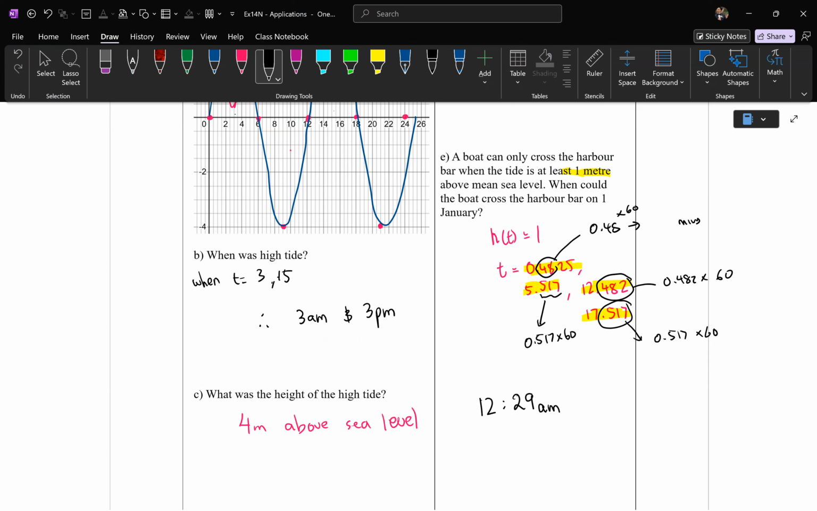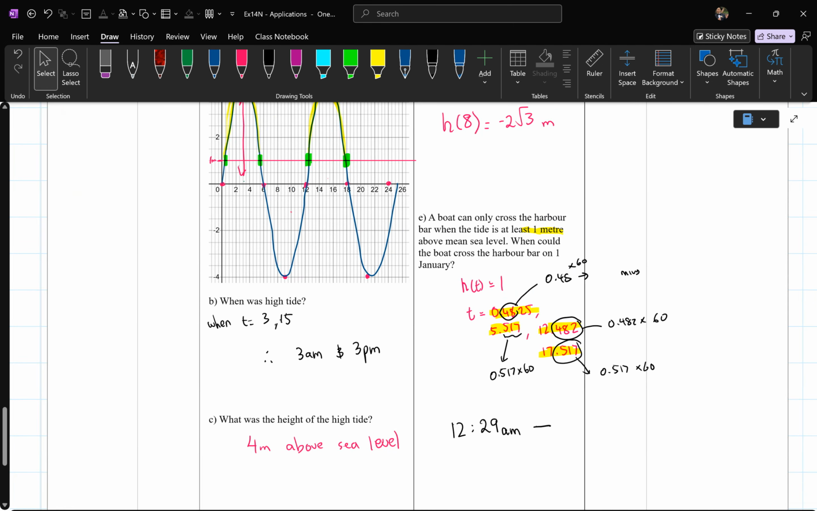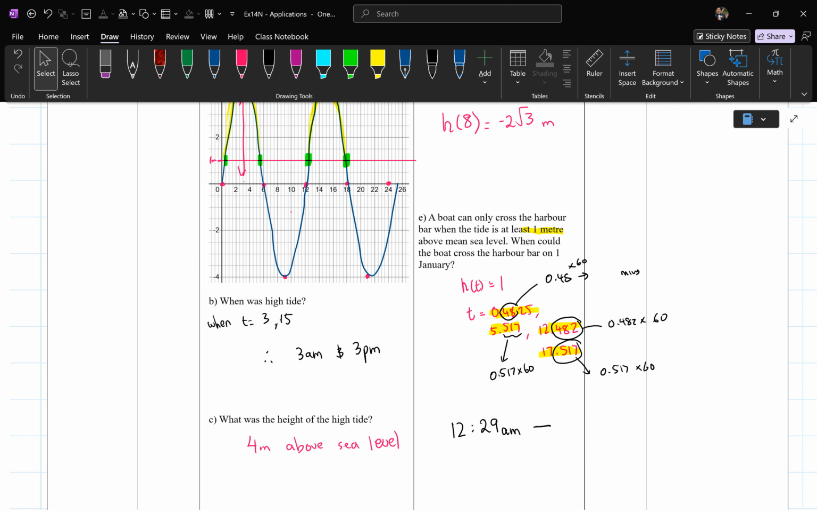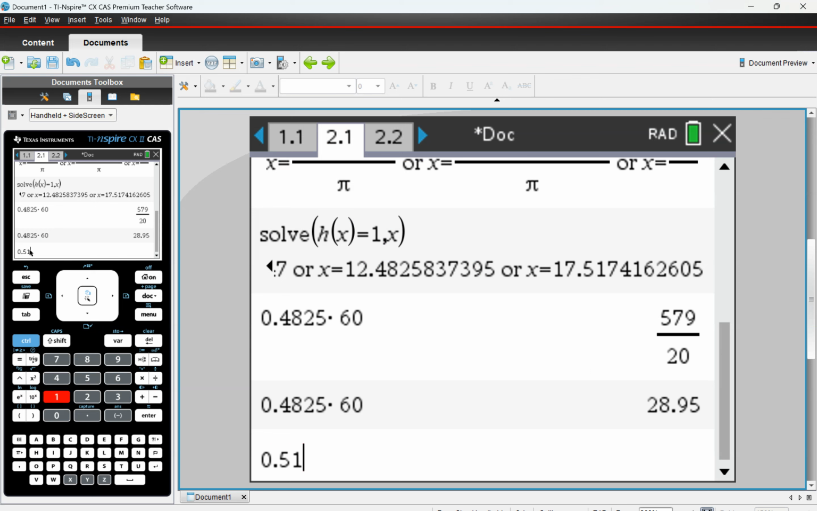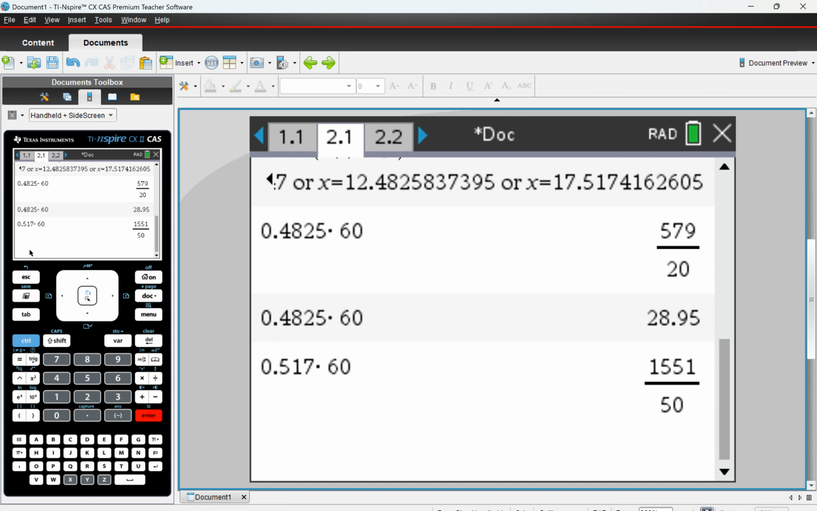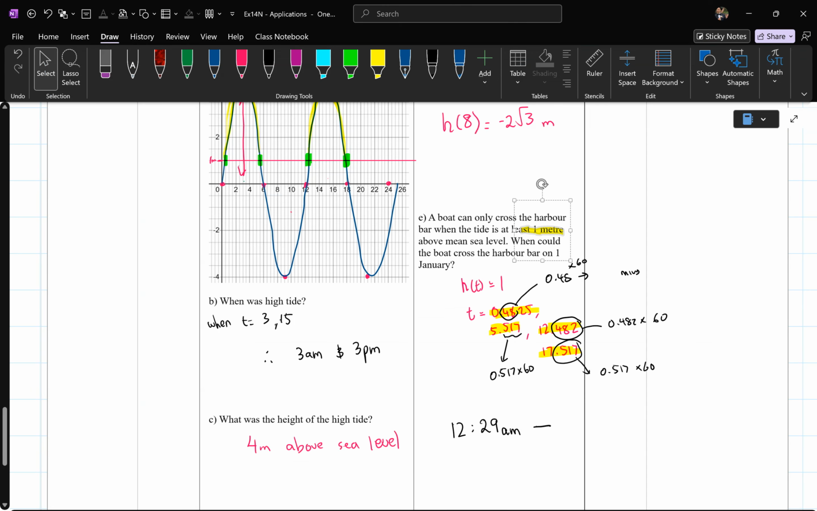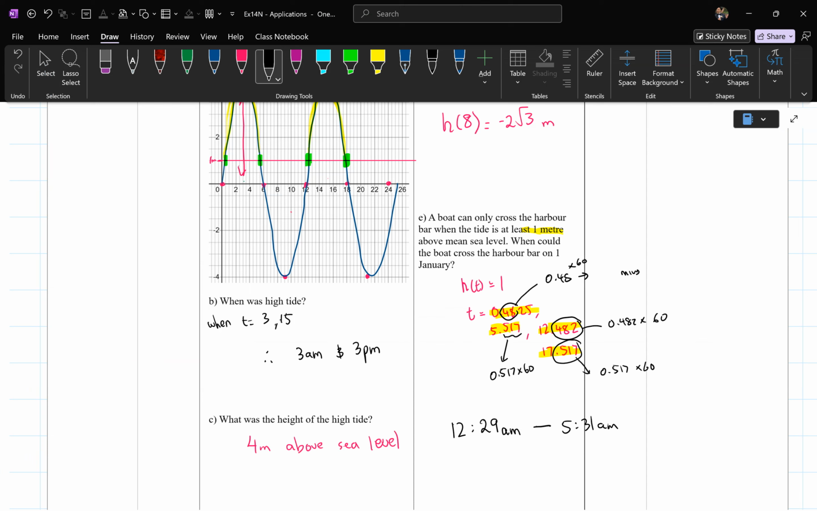a.m., because remember on the graph, it goes from 12:29 all the way up to this point. That's when it's above 1. So 12:29 a.m. up to the next one, 5 point something. 0.517 times 60 is 31, so that's 5:31. That's one of the periods. So you can get the boat across between 12:29 a.m. and 5:31 a.m. The next one is the same numbers again, so it must be 12:29 p.m. to 5:31 p.m.